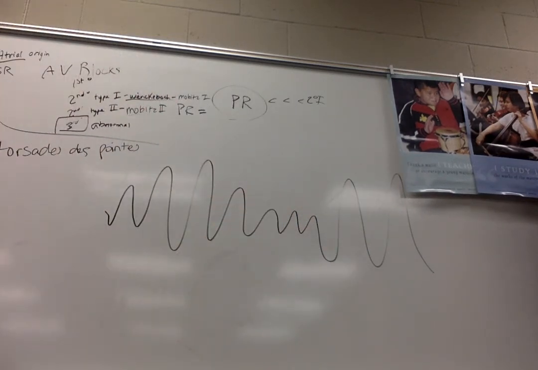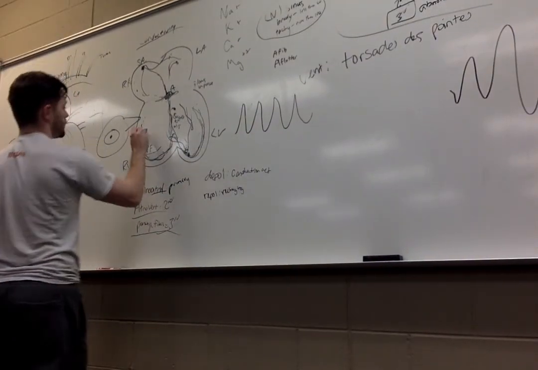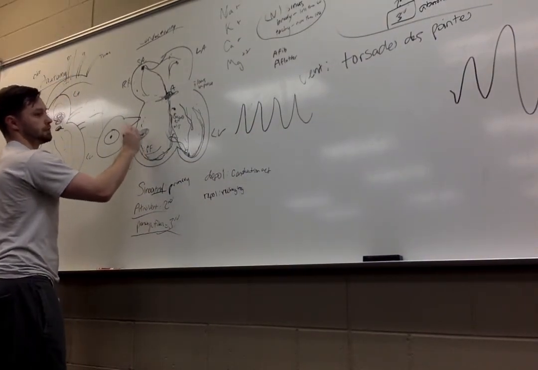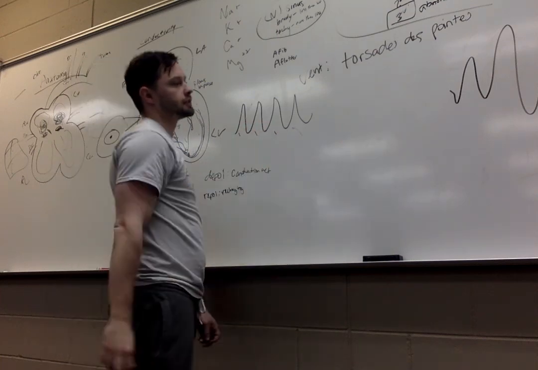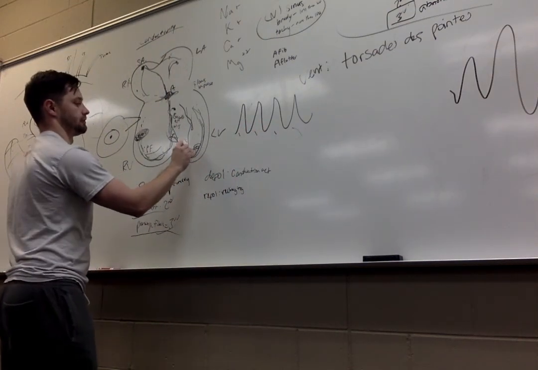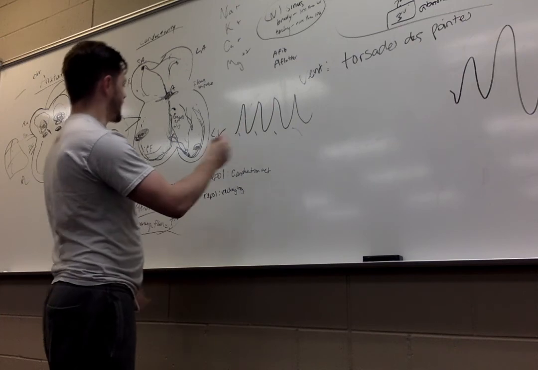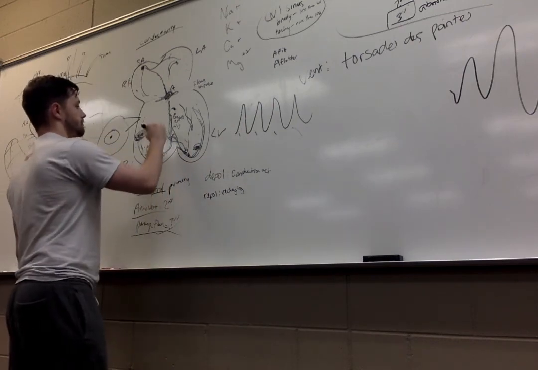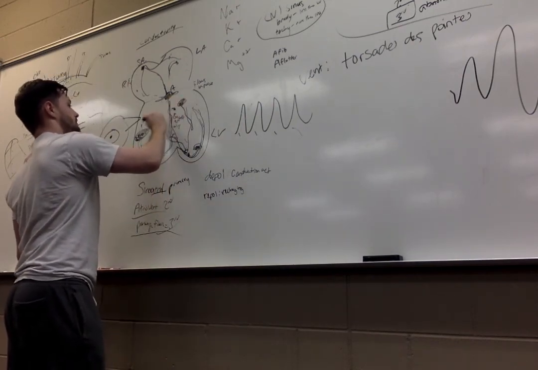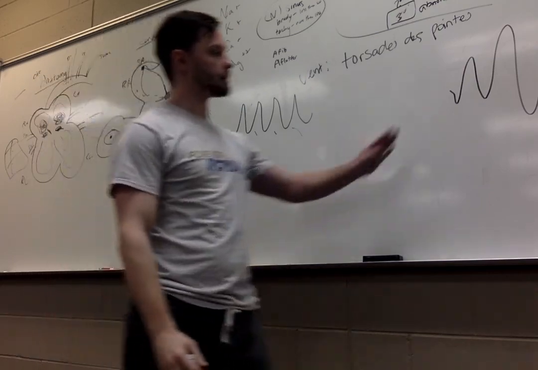With VTAC, remember VTAC? It's happening in one location. VTAC is happening at one location. Boop, boop, boop, boop, boop, happening. Torsades, you have 8 or 9 locations. Boop, boop, boop, all happening at the same time. That's why you have different morphologies.